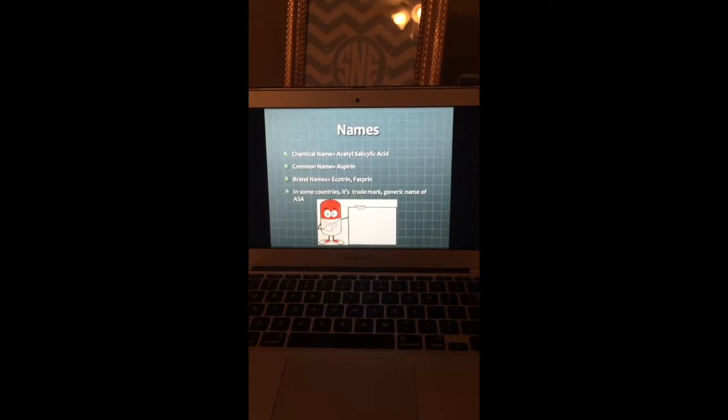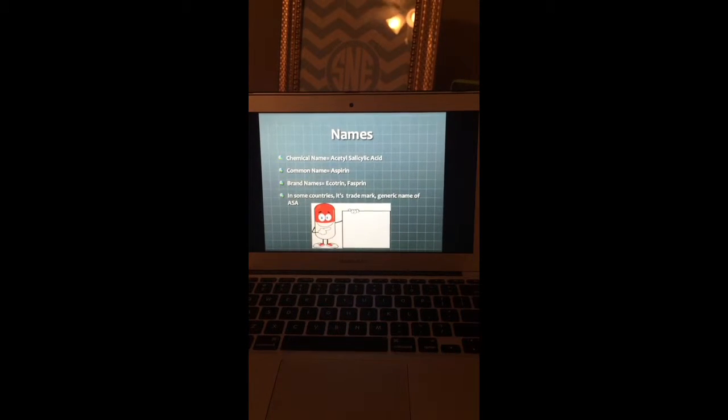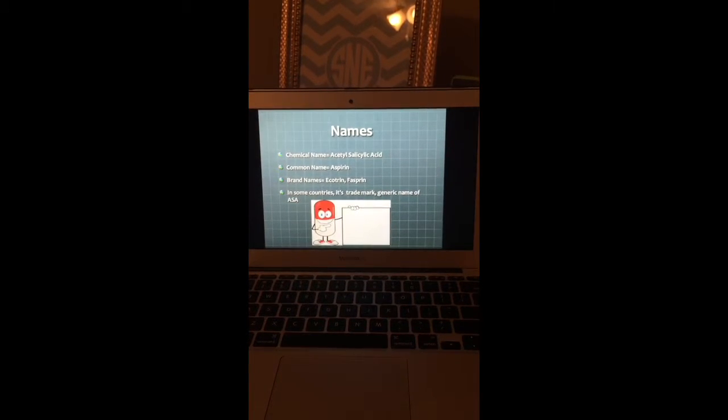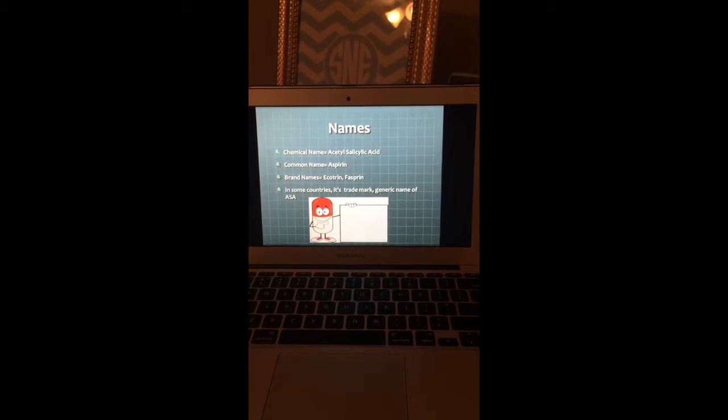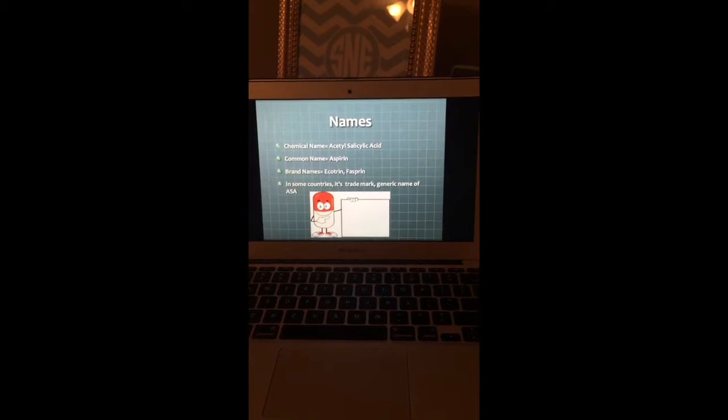Names. Chemical name, acetylsalicylic acid. Common name, aspirin. Brand names, Ecotrin, Fasprin. In some countries, it's a trademark generic name of ASA.